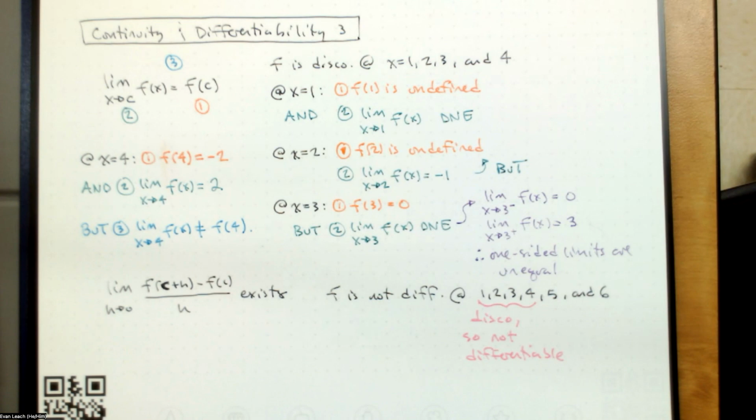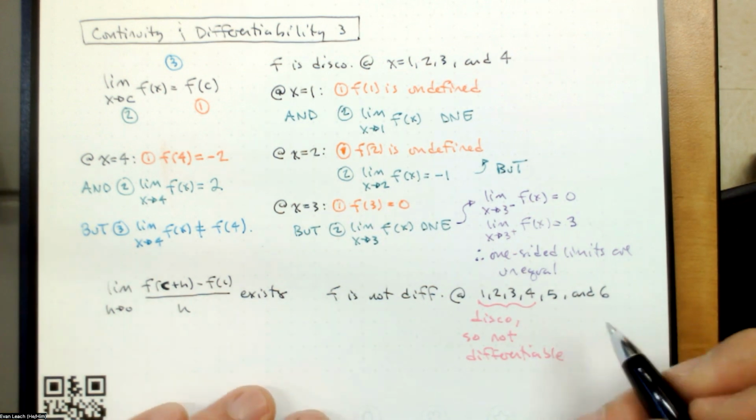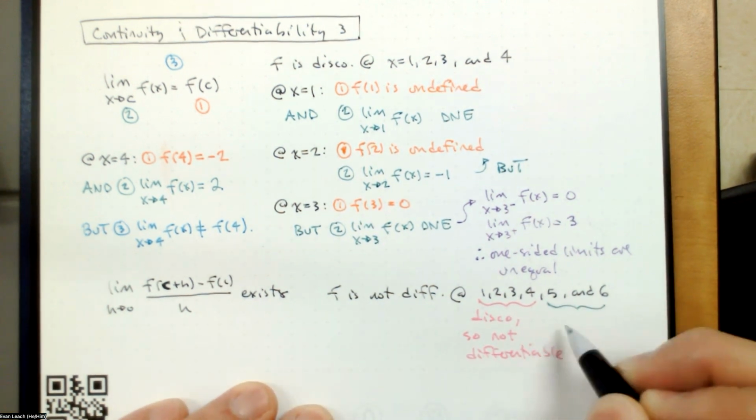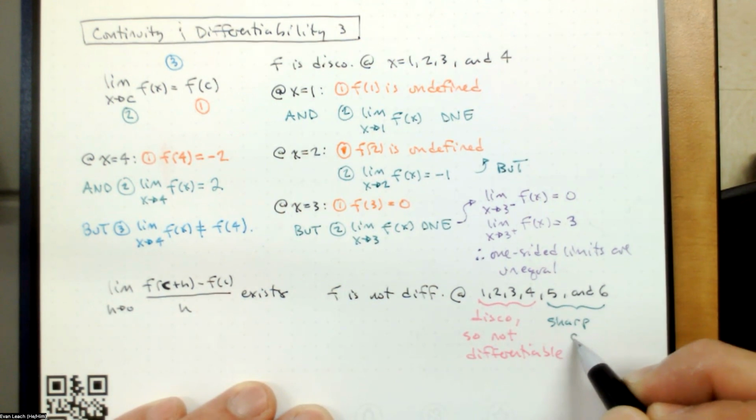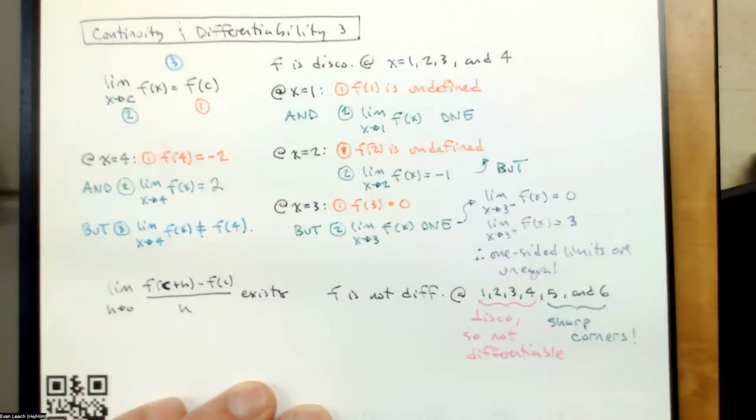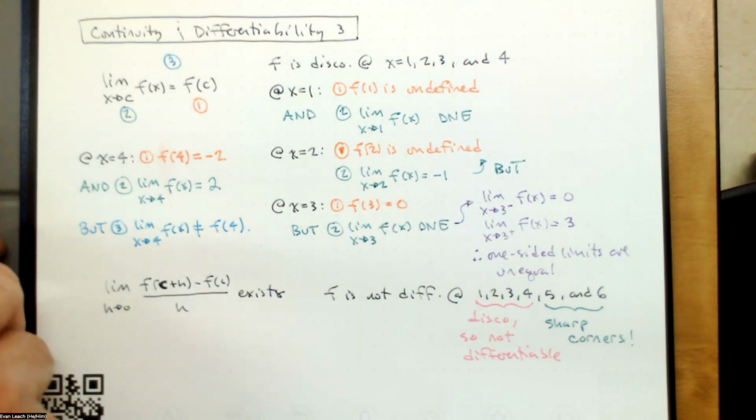At 5 and 6, we observe that there are pointy bits. This limit doesn't exist because the slope coming from one side is different than the slope coming from the other side. So our intuitive explanation for 5 and 6: sharp corners. This was the preferred one everybody used yesterday, so we'll go with sharp corners. Sharp corners will almost always mean that the limit as h goes to 0 from the left is not the same as the limit as h goes to 0 from the right.